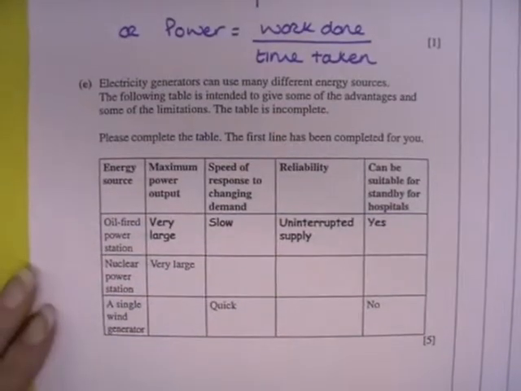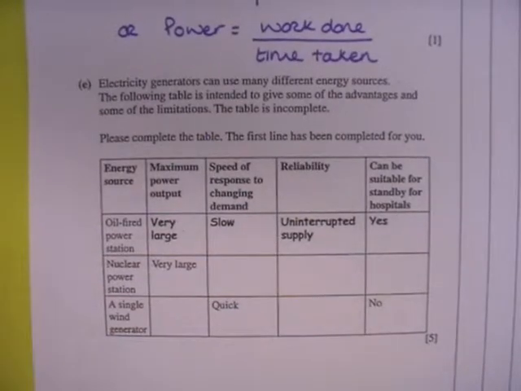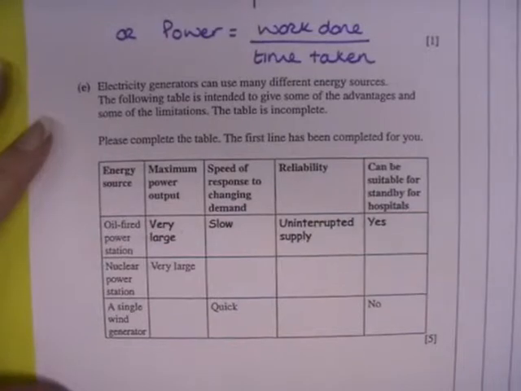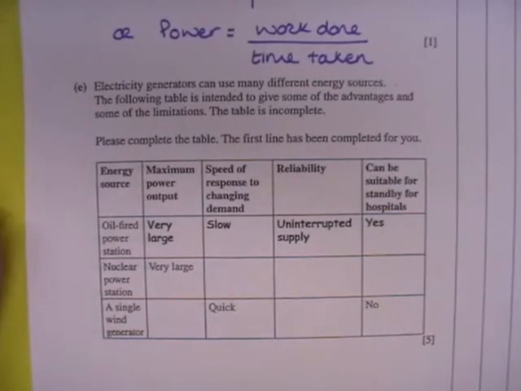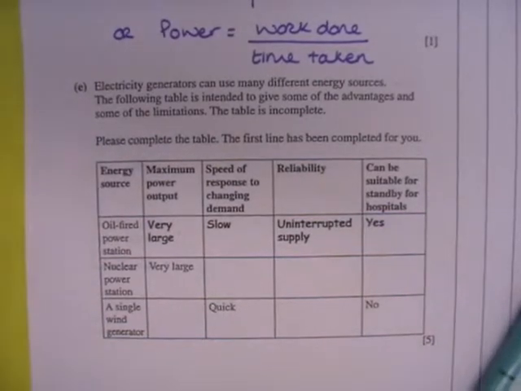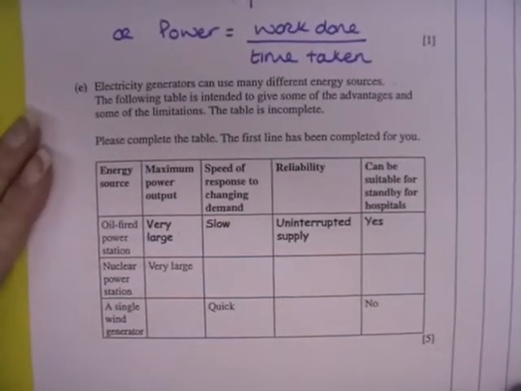The final part of this question relates to electricity generators and the resources used for those. Electricity generators can use many different energy sources. The following table is intended to give some of the advantages and some of the limitations, and the table is incomplete. Please complete the table. The first line has been completed for you. An oil-fired power station has a very large maximum power output. Its speed of response to changing demand is slow.